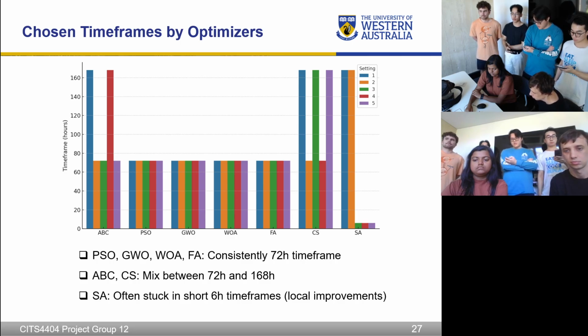This bar chart shows the timeframes chosen by each optimizer across settings. The PSO, GWO, WOA and FA consistently settled at a 72 hour time frame, and the ABC and CS sometimes choose longer, like 168 hour frames, suggesting that they may benefit from a longer time horizon in some settings. SA randomly picked time frames and adjusted locally, so it often gets stuck at short 6-hour settings, which means it will not perform well under the 600 evaluation limit.